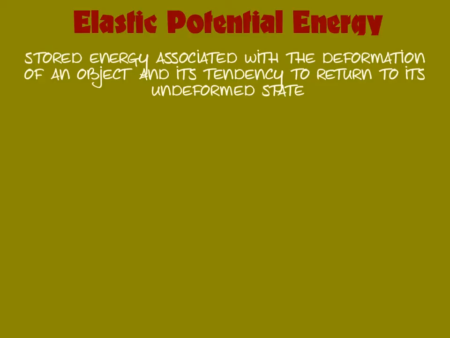Earlier in the video, we learned that there were two types of potential energy that we would study. The second type is elastic potential energy, or a potential energy that's associated with the deformation of an object and its tendency to want to return to its undeformed state. Okay, that might be a little bit vague here. Let's talk about some examples.